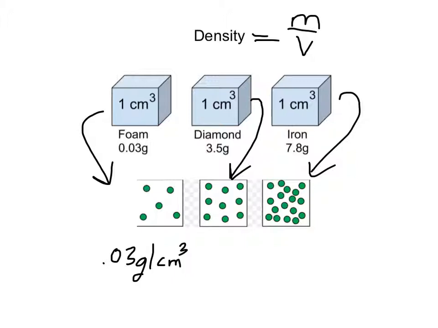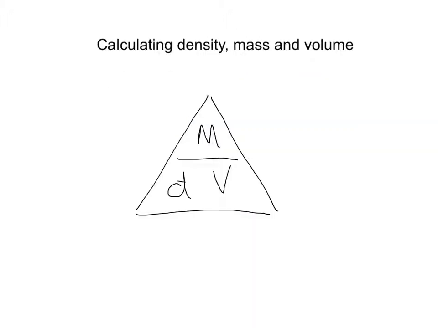Okay, so that's the concept of density. You also have to be able to calculate with it, though. So how do we calculate density? Well, it's a formula, right? Density equals mass divided by volume. And some students have difficulty rearranging this formula to solve for mass and volume. If you're an algebra student, you might not have too much difficulty.